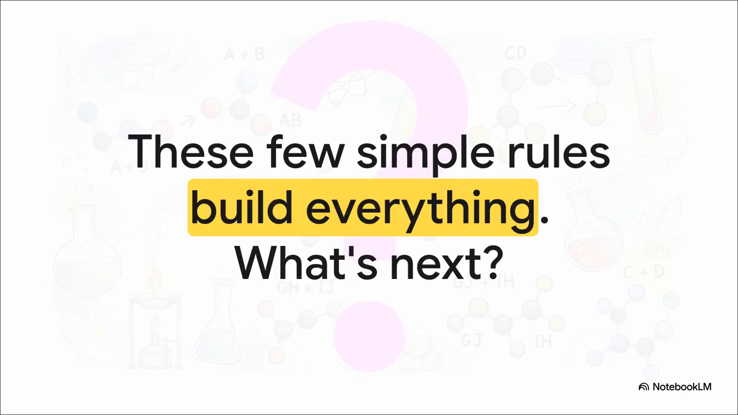So it turns out the secret social life of chemicals isn't really that secret. It's just a set of surprisingly simple and predictable rules. You've got your combinations, your decompositions, and your big switcheroos, all driven by energy. And these few simple rules are responsible for building our entire world, from our own bodies to the planet itself. Which leaves us with one big question. Now that we know the rules of the party, what are we going to build with them next?